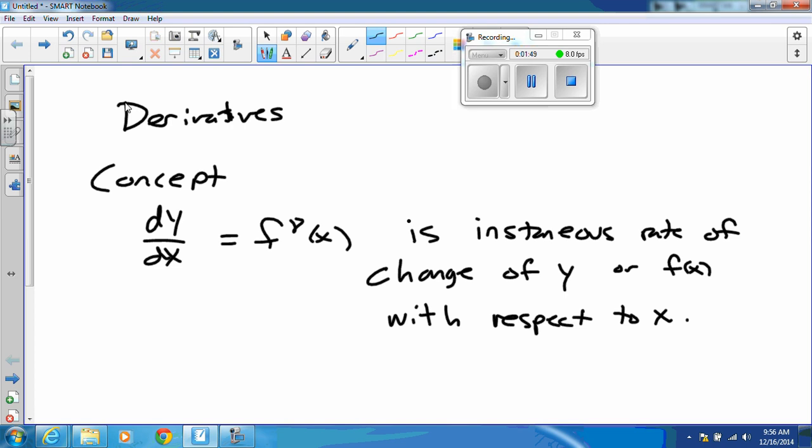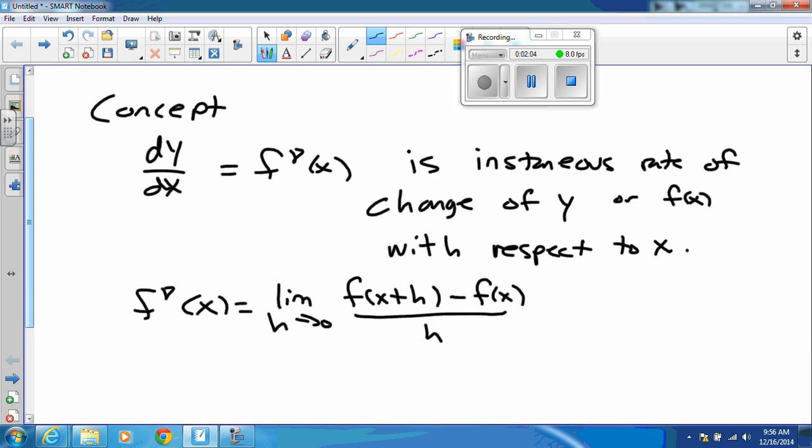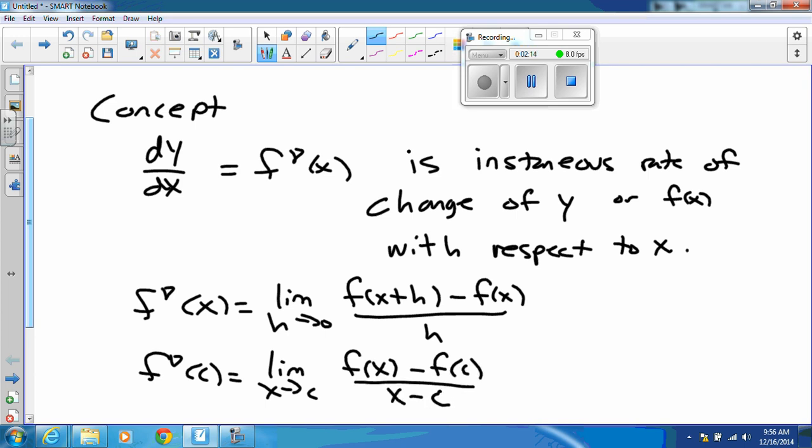Understanding that it is instantaneous. What is it that makes it instantaneous? What makes it instantaneous is the definition. F prime of x is the limit as h goes to 0 of f of x plus h minus f of x all over h. Or the alternate definition, f prime of c is the limit as x goes to c of f of x minus f of c over x minus c.